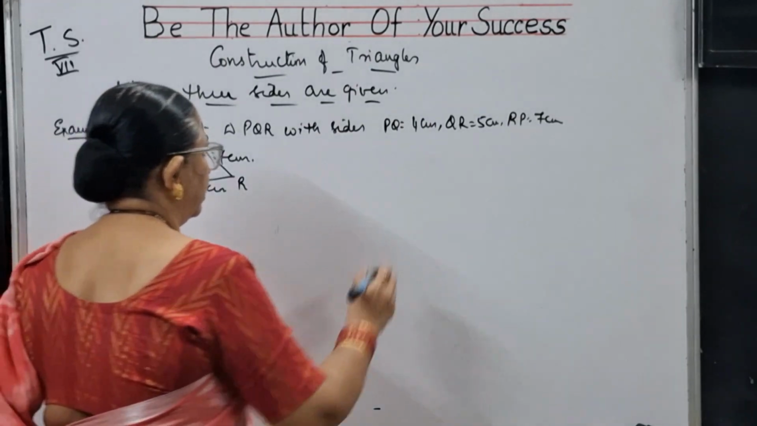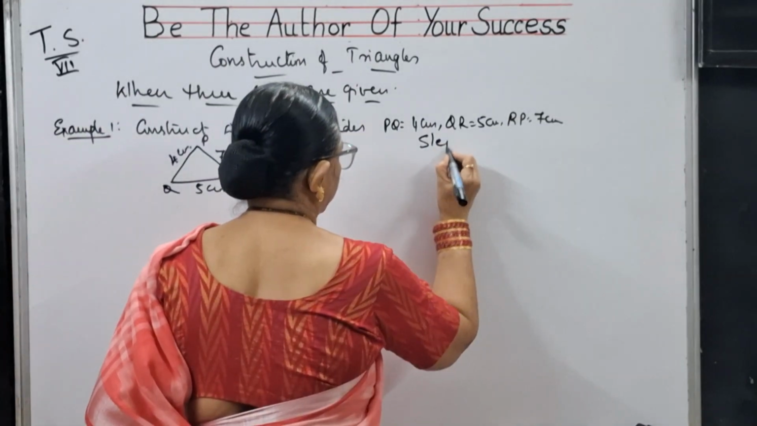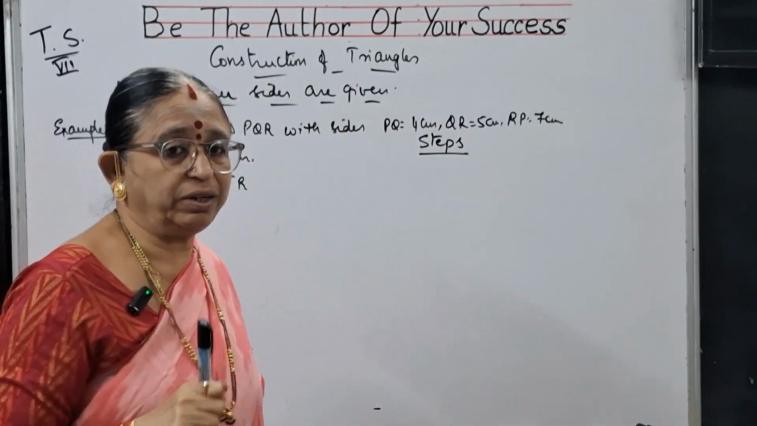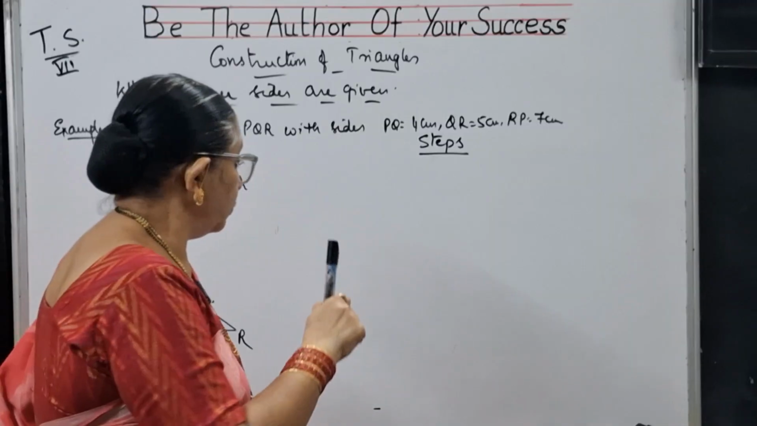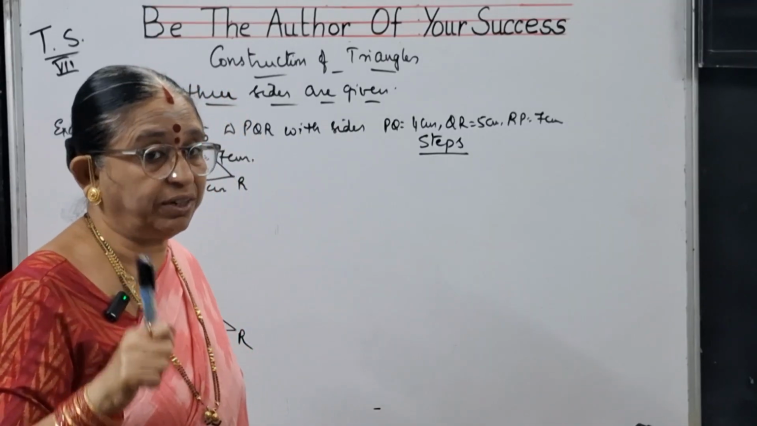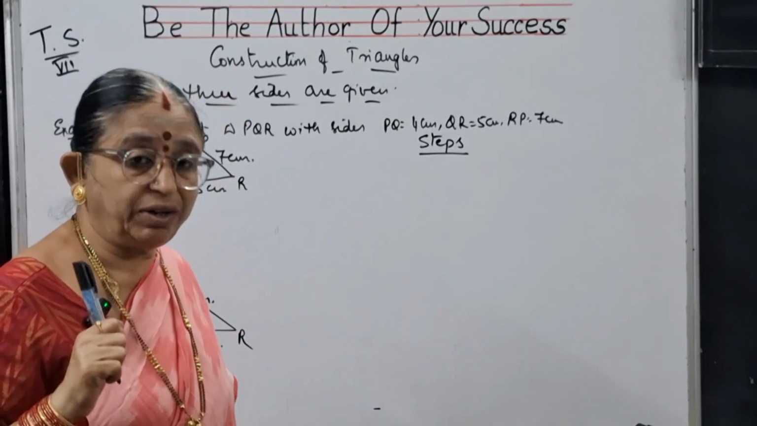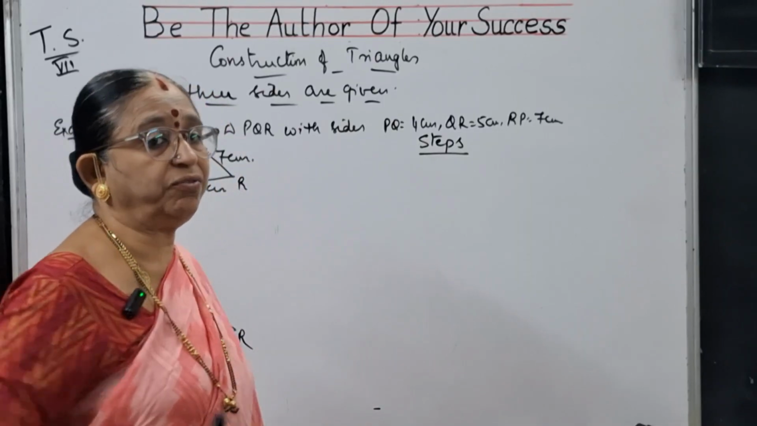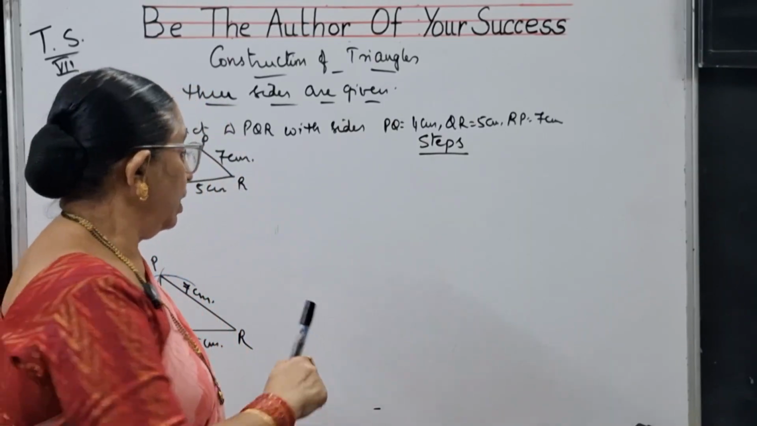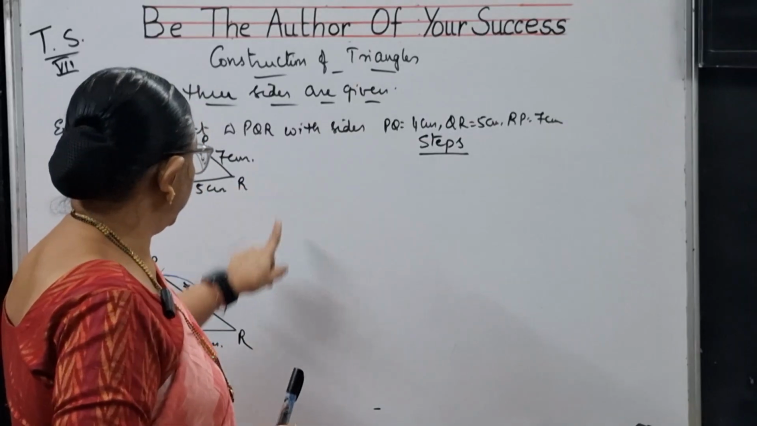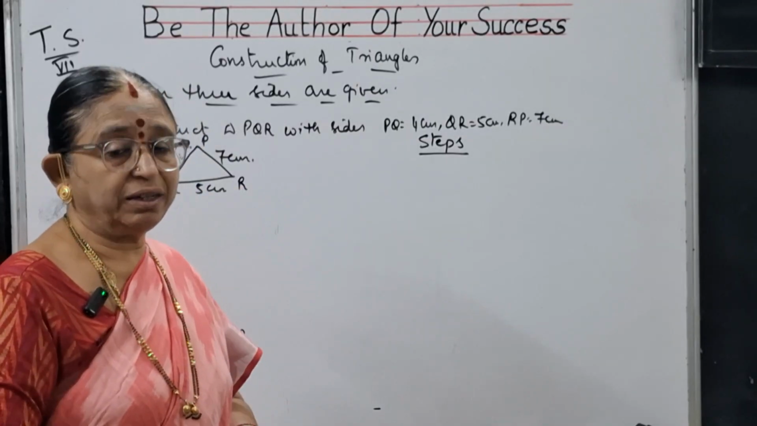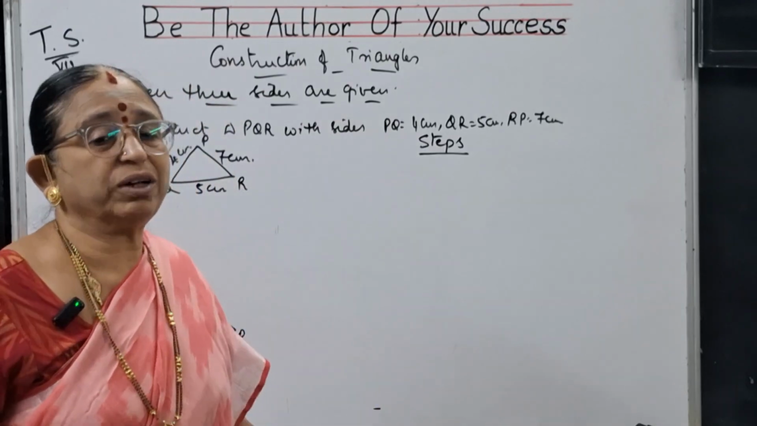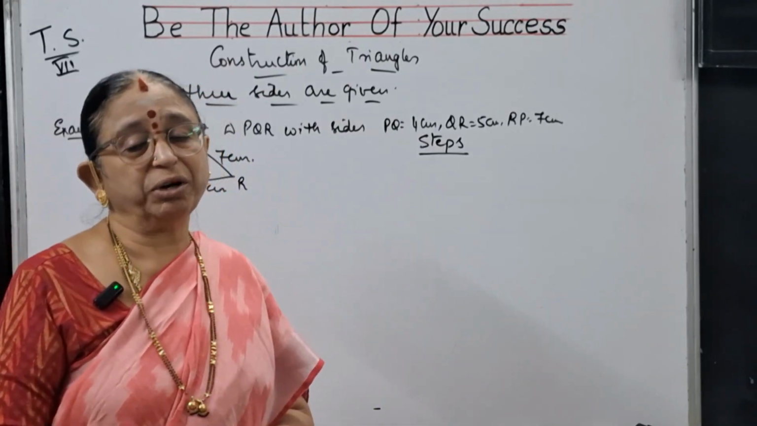Now we need to write steps. The steps of the construction are very important, because 4 marks are like that. If it is an essay type, they will allot 4 marks for steps. If it is an 8 marks question, you will get 1 mark here, remaining marks there, like that. The distribution will be there. Without writing the steps, if you just do the construction and leave it, you don't get marks.